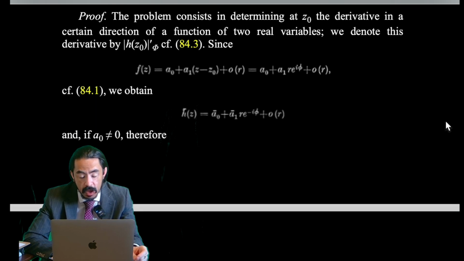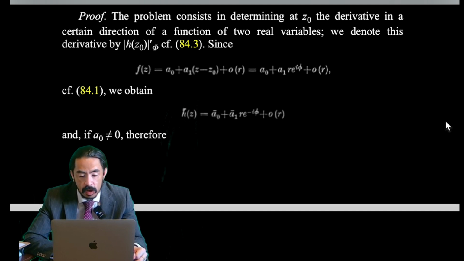Moving on, since we have this expansion of f of z, which is equal to a0 plus a1 times quantity z minus z0, plus O of r, which is equal to a0 plus a1 times r times e to the i phi, plus O of r. Thus we obtain h bar of z is equal to a0 bar plus a1 bar times r times e to the negative i phi plus O of r.